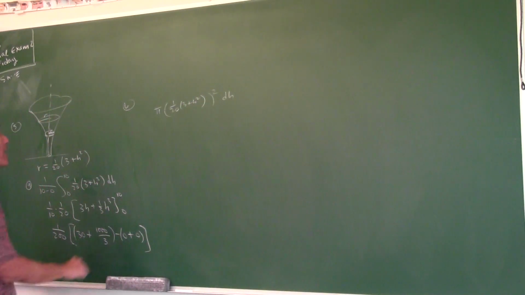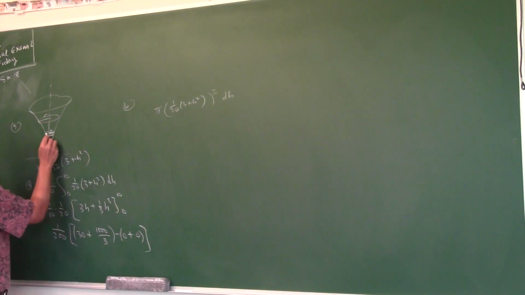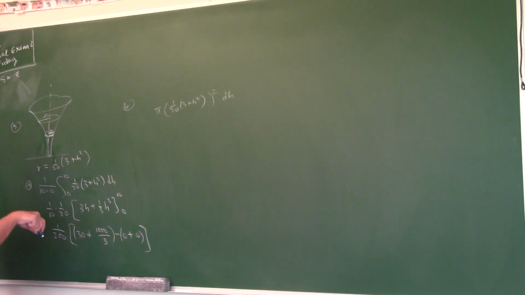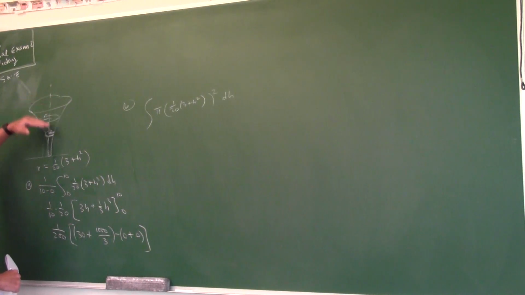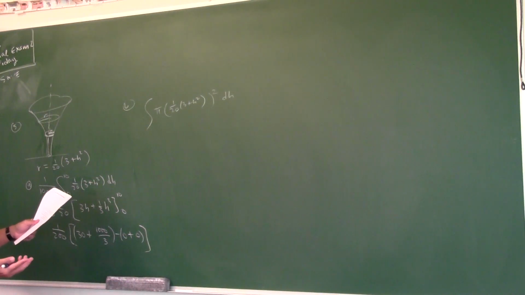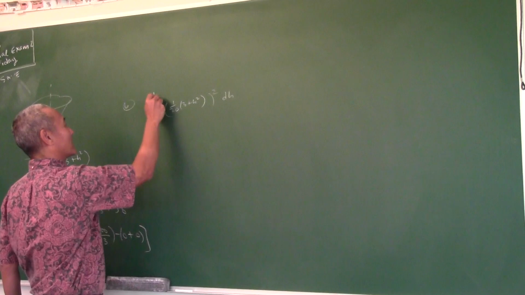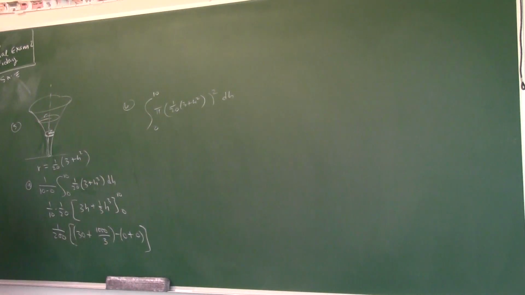Pi times the radius squared times dh, which is this infinitesimal thickness. And then you add up all of these disks from 0 to 10, because we're finding the volume of the whole funnel, right? So 0 to 10. Write down that integral, you get 1 point. Now, how do we compute this thing?